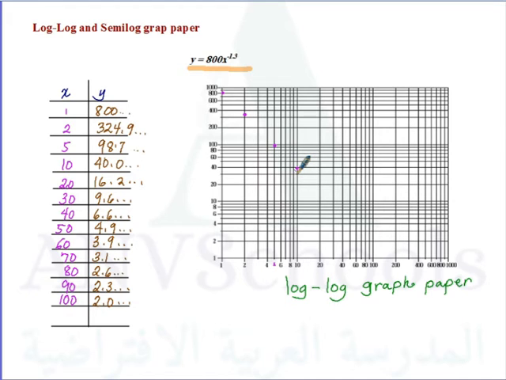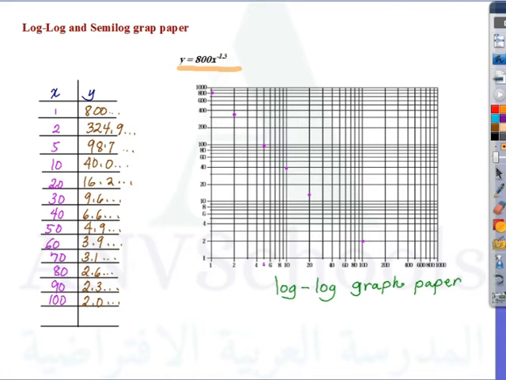Next is 20 and 16.2, somewhere here. And then 39.6, and finally 100 and 2.0. It's somewhere here. Let's draw a straight line from this point going to that point. So we will have this graph.